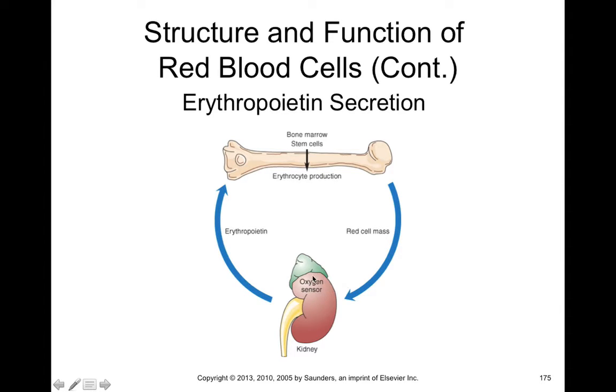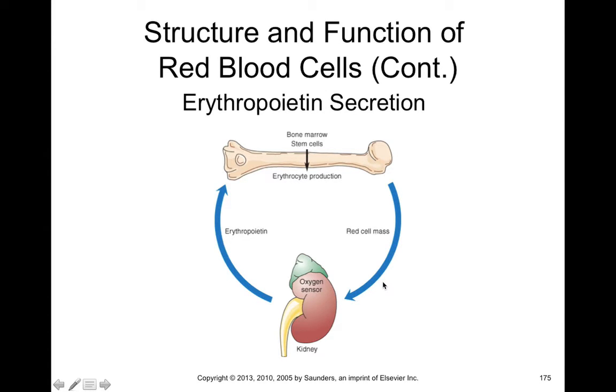Now it turns out that the kidneys have oxygen sensors, and so when O2 levels get too low in the bloodstream, so if you have hypoxemia, the kidneys can release a hormone called erythropoietin. This erythropoietin hormone will travel through the bloodstream, make it back to red bone marrow, and then stimulate erythrocyte production. And when you produce more erythrocytes, you'll increase your red cell mass and potentially get your blood oxygen levels back to a homeostatic level.